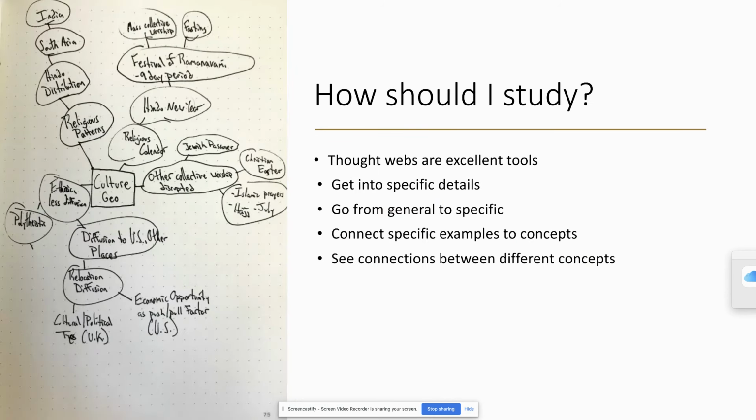Okay, so let's go back to this little study web that I made personally. I put this PowerPoint together, and this made this. But you can see these things help us really get into those specific details from general to specific. So, for instance, we've got cultural geography, religious patterns, Hindu distribution, South Asia, India, right? So I can run through that really quickly, and I can add all these other concepts. And then once I'm done, I can see how they're related. I can make sure I see those connections. So these are, again, really nice tools to use for active studying. There's a lot of bang for your buck there.